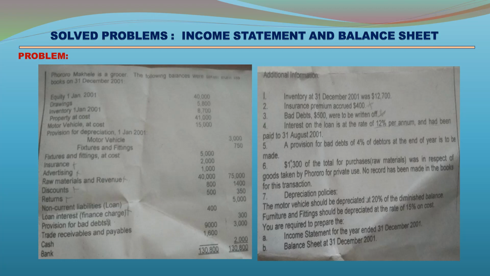6. 1,300 of the total purchases of raw materials was in respect of goods taken by Fororo for private use. No record has been made in the books for this transaction. 7. Depreciation policies. The motor vehicle should be depreciated at 20% on the diminishing balance method. Furniture and fittings should be depreciated at the rate of 15% on cost. You are required to prepare A. Income statement for the year ended 31st December 2001. B. Balance sheet at 31st December 2001.